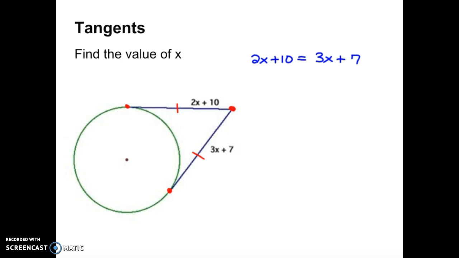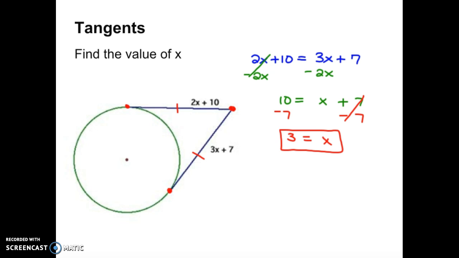Remember, when you solve for x in an equation like that, you move all of your x's to one side, all of your numbers to the other. So I'm going to subtract 2x on both sides, but it doesn't matter which side you move them to. When I do that, 3x minus 2x is 1x. And then I'll simply move this 7 to the other side, so I'll subtract 7 on both sides. And so x ends up being 3.